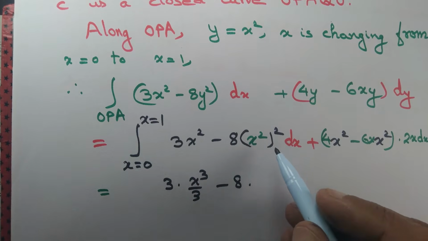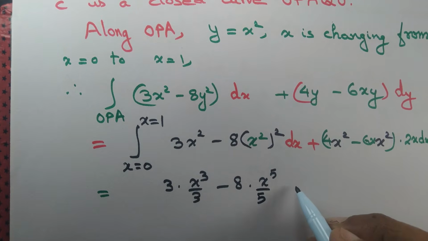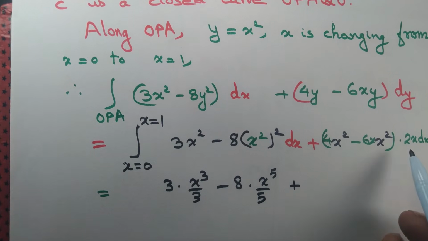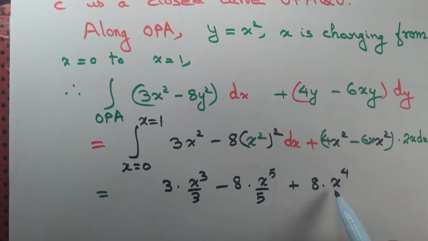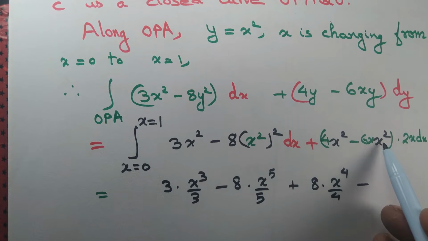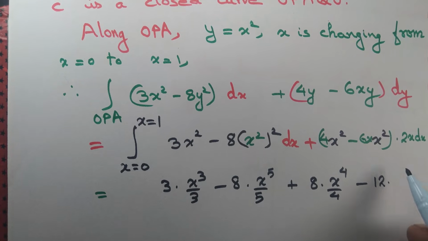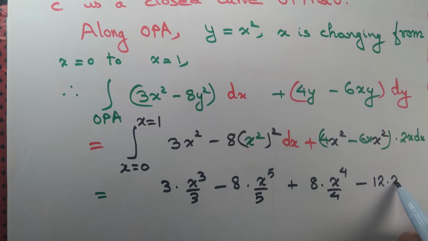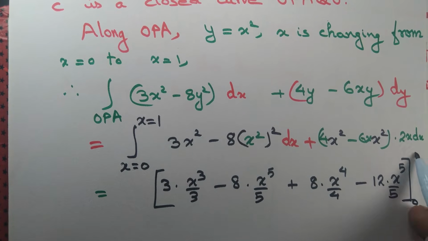X to the power 4, if you integrate x to the power 5 by 5. 4 into 2 gives us 8. X square into x gives us x cubed. So 8 into x to the power 4 by 4. X into x square gives us x cubed. X cubed into x gives us x to the power 4. 6 into 2 gives us 12. X to the power 4, if you integrate it, you will get x to the power 5 by 5. X is changing from 0 to 1.